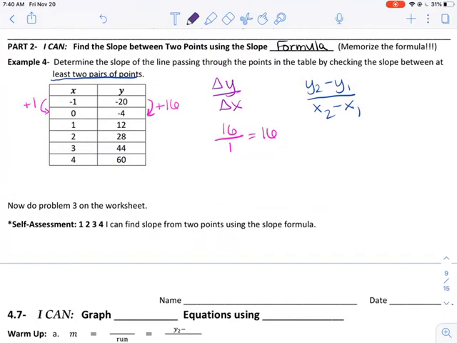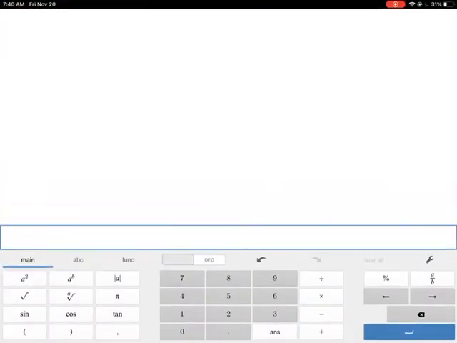Let's go ahead and do one other point this way, the change in y over change in x way. I'm going to do 2 and 3 because they're a little easier. We're going to find 28 to 44. It goes up, and it goes up 16 again. You can subtract 44 minus 28 to figure that out.